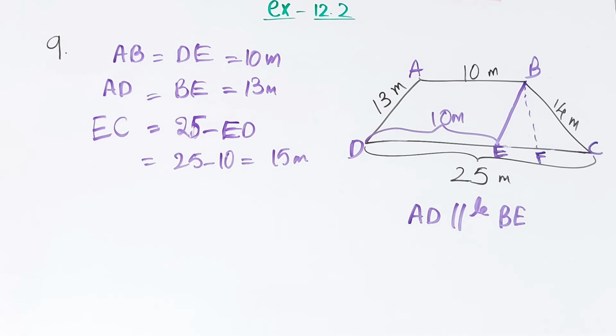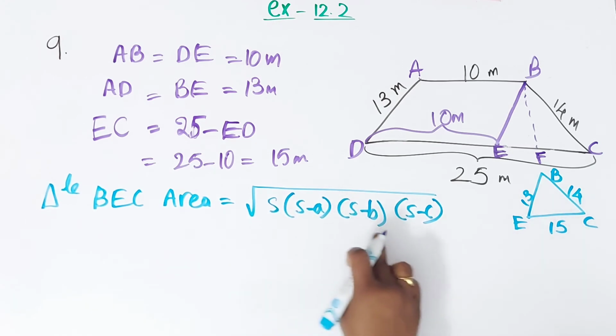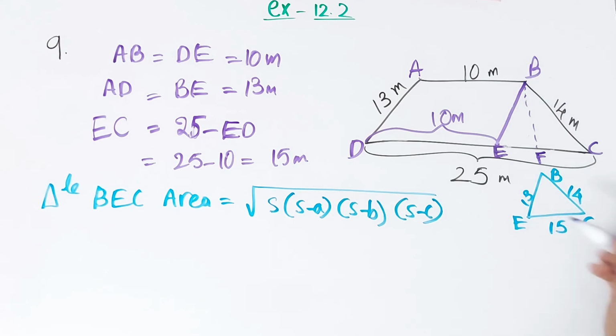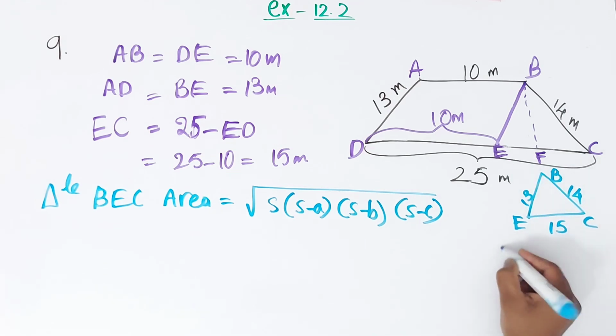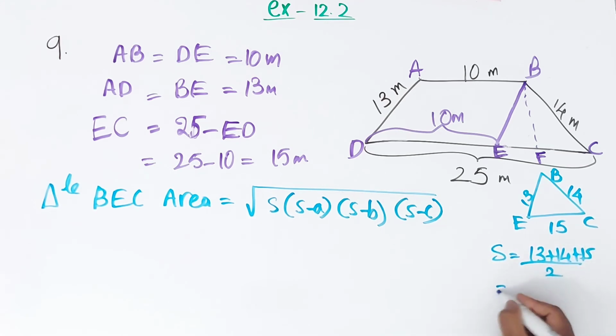So, let us start here. Therefore, triangle BEC area equals root of S into S minus A into S minus B into S minus C, children. See, exactly I have drawn down here. BE is 13 meters and BC is 14 meters. EC is 15 meters. Right, children? So, we need S now. 13 plus 14 plus 15 divided by 2, that equals 42 by 2, children. 21 meters. So, we know the S value.